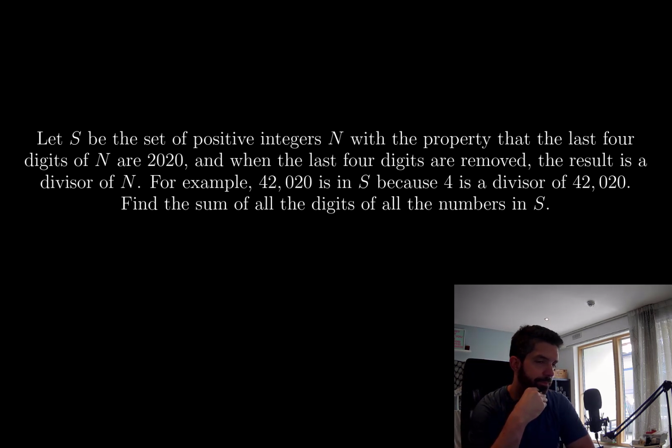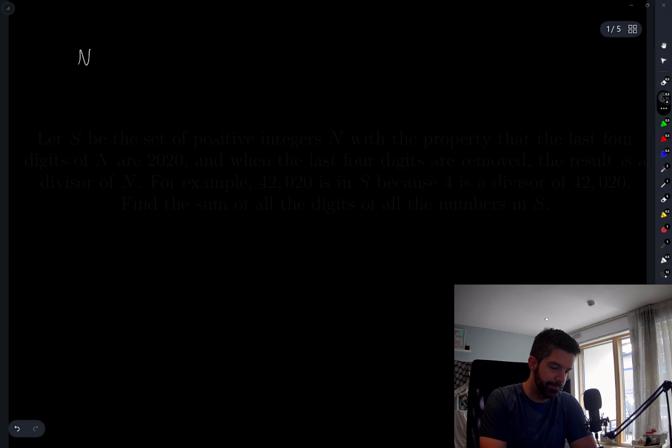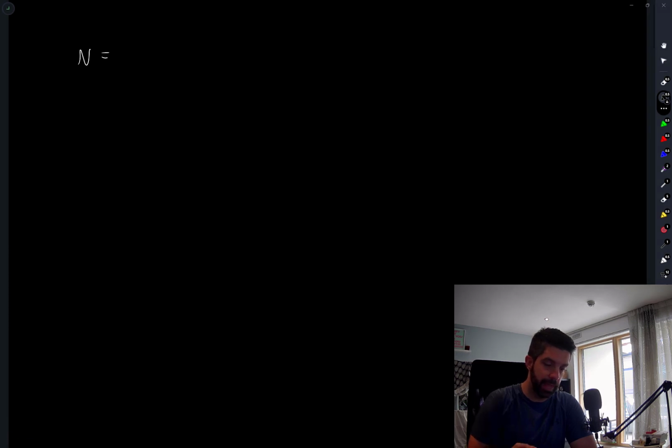Interesting. So the first thing I'm going to do is represent the numbers in S in a different way. Any number n in this set S is going to be of the form 2020 plus 10,000 K. So K represents all of the digits in the number n other than the 2020.